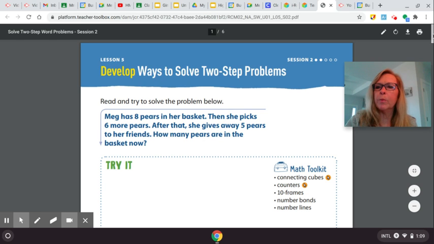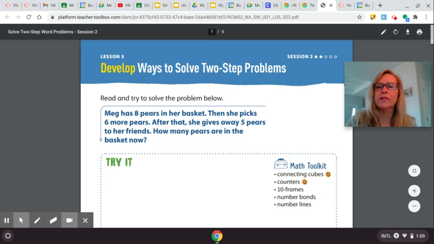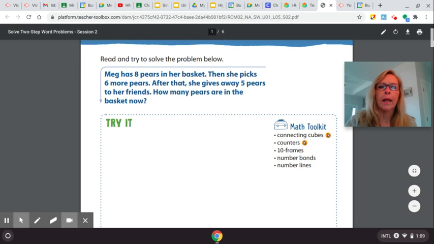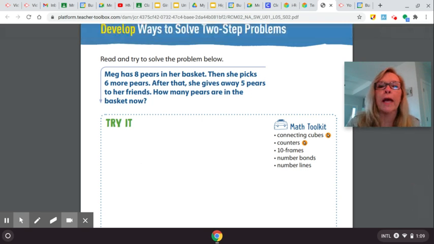Hi guys, we're going to keep working on our two-step word problems. And the first one you're going to have, here's the problem. I want you to try it by yourself and then we'll go back and look at it. So no right, wrong answers right now. We're just looking to see how you solve it.